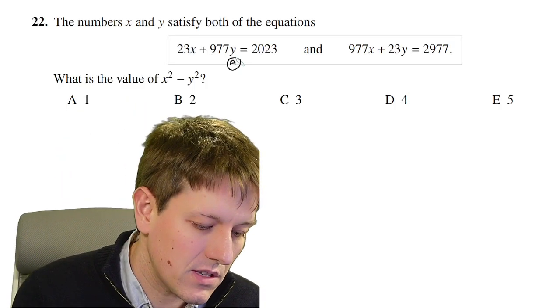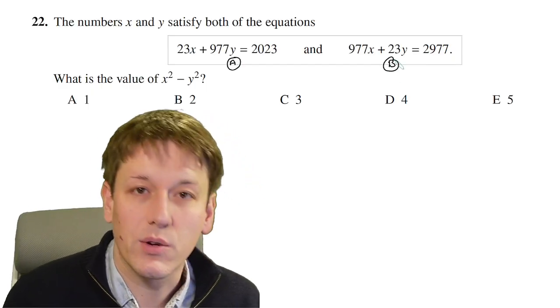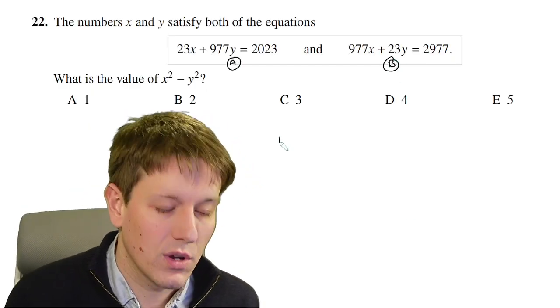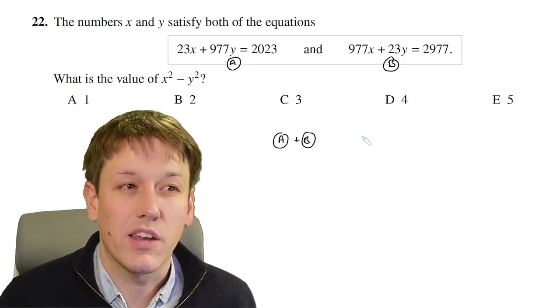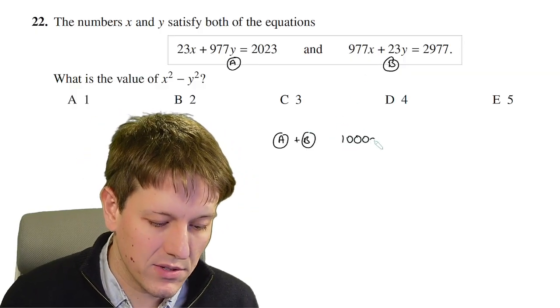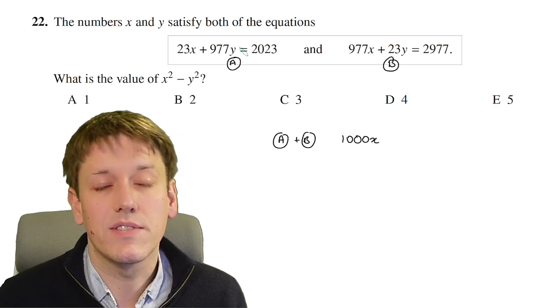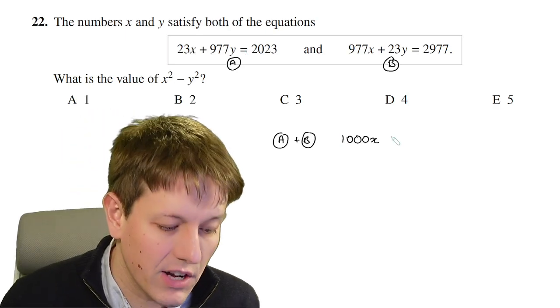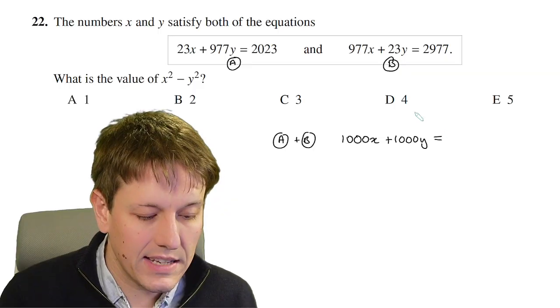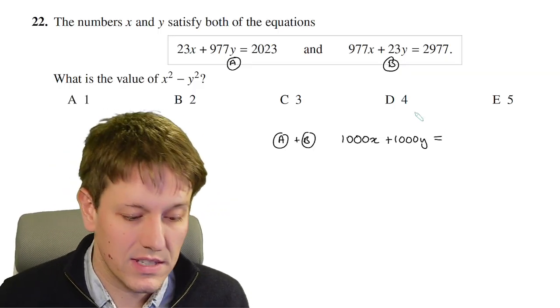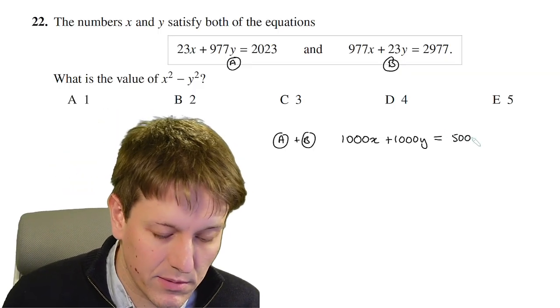So let's call the first equation A and the second equation B, and if I add those two equations together, what we would get then is 23x plus 977x, that would be 1000x, and 977y plus 23y would be 1000y, and adding 2023 to 2977 would give us 5000.